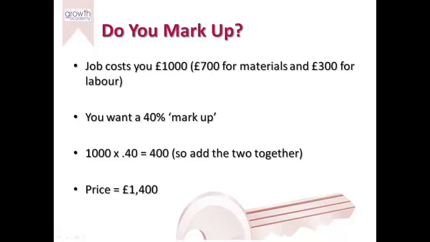So the cost is £1,000. We add a 40% markup. That gives us £400. We add the two together. We come up with £1,400. Very simple mathematics. It's actually a slightly long way of calculating markup, but it's probably the way that most business owners, in my experience, do it. So I'm showing you that. That's all you do. Take your cost, times it by your markup, add the two together. You come up with your selling price.